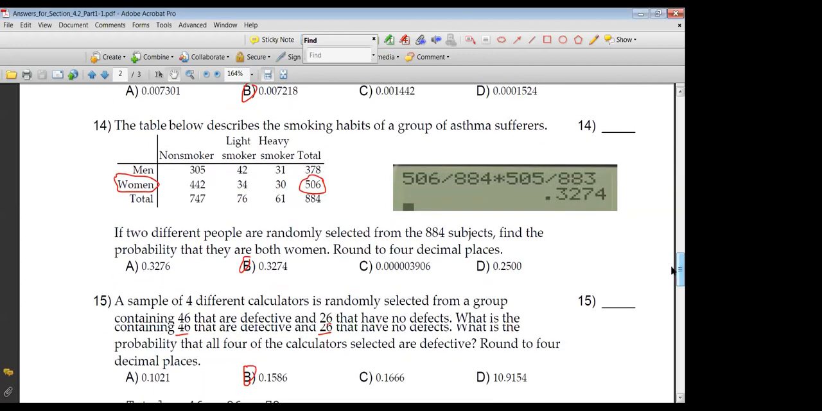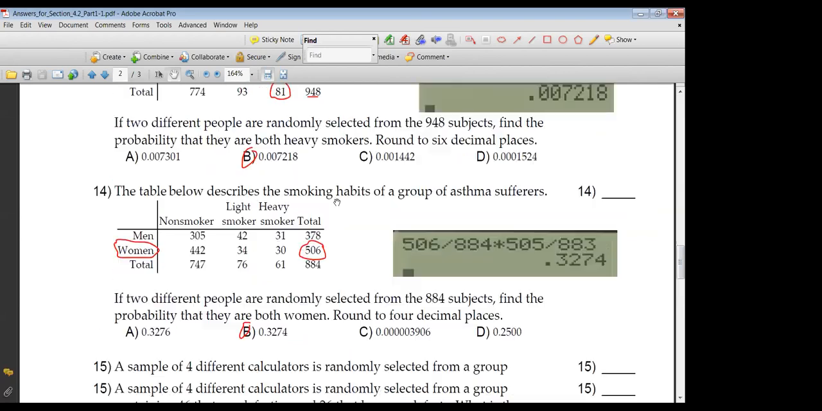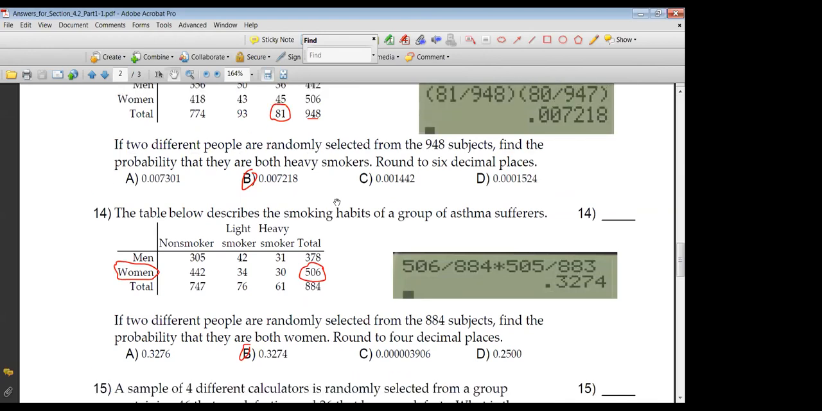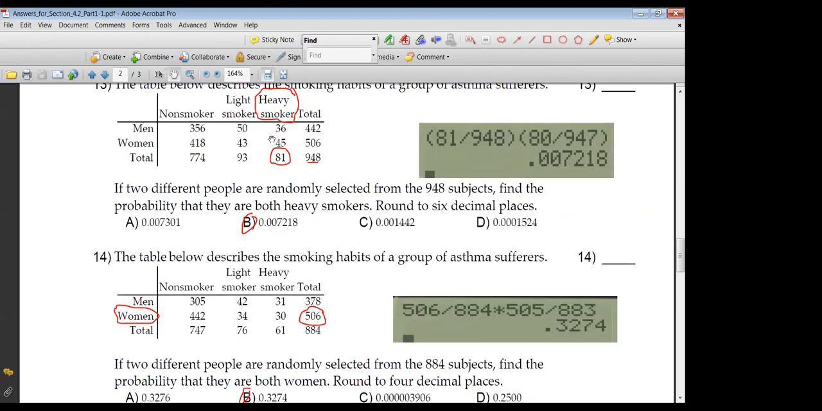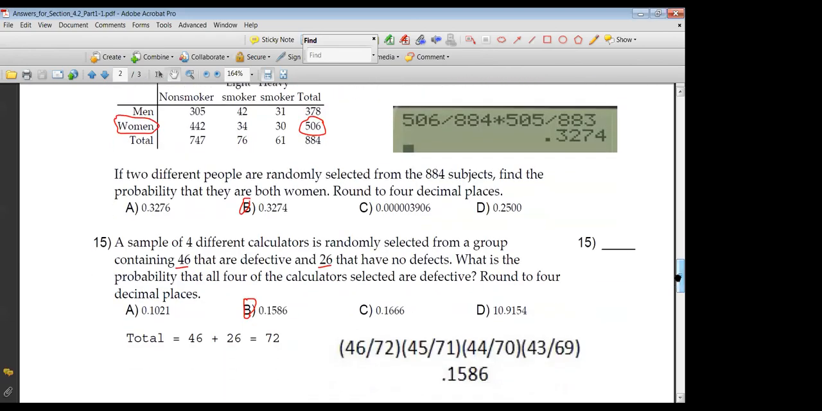Table below, smoking habits of asthma sufferers. Here again, it's 378 men, 506 women, 884. No, I'm sorry, it's a different chart. They give us the totals anyways. That's the good thing. They give us the totals. Two different people are selected at random from 884 subjects. Find the probability that they're both women.